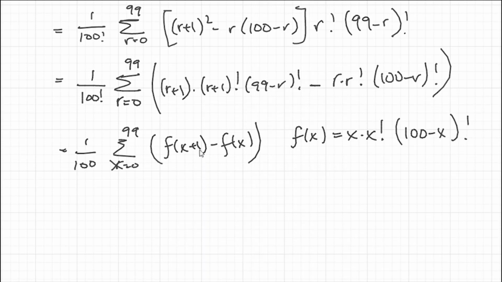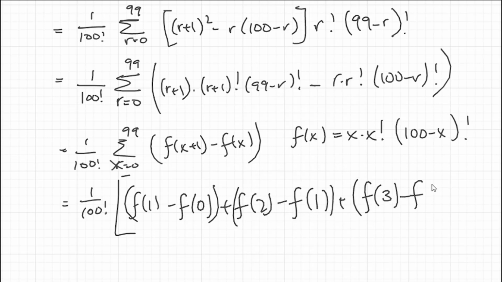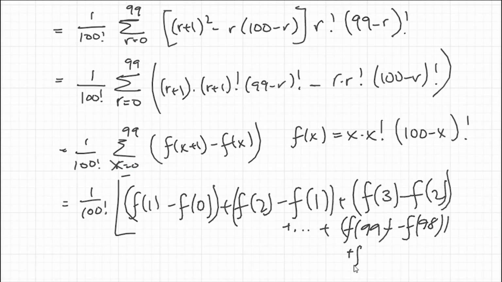So if you've not seen this before, I'm just going to look at this sum here and write out the first few and last few terms. So this is 1 over 100 factorial, multiplied by this sum here, and let's just plug in x equals 0, so we get f of 1 minus f of 0, plus f of 2 minus f of 1, so that's our second term in our sum, and the next term would be f of 3 minus f of 2, and so on, all the way up to the last two terms, which would be f of 99 minus f of 98, plus f of 100 minus f of 99.